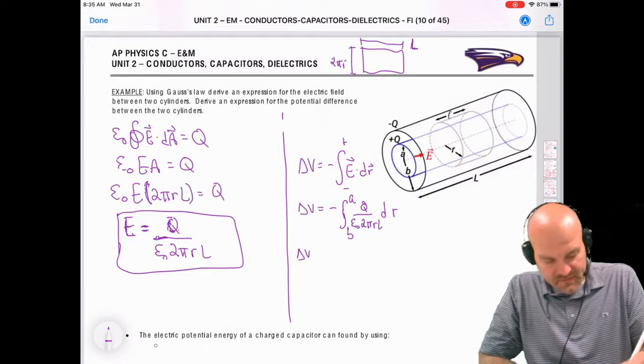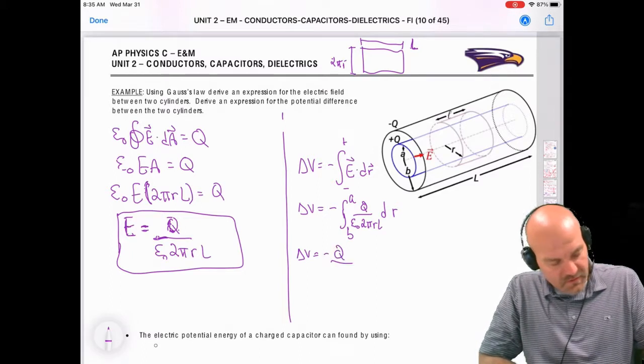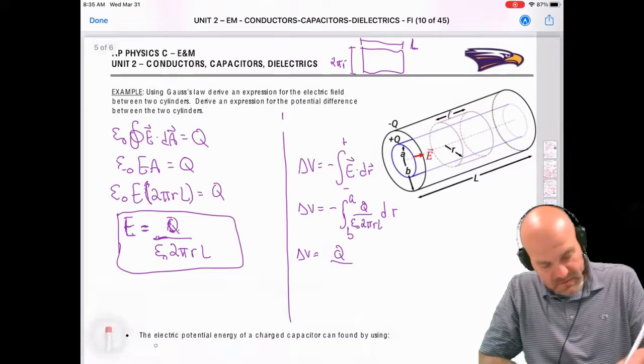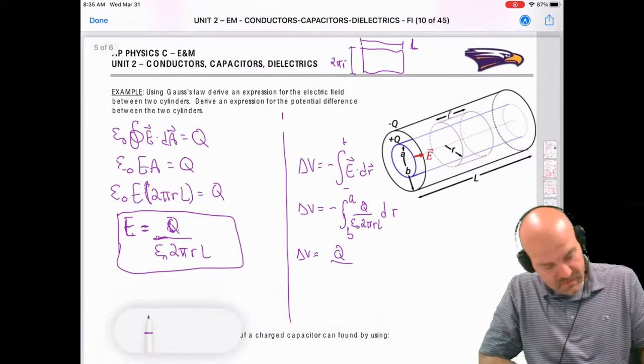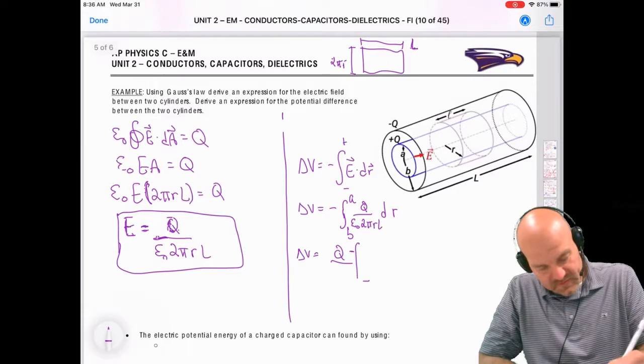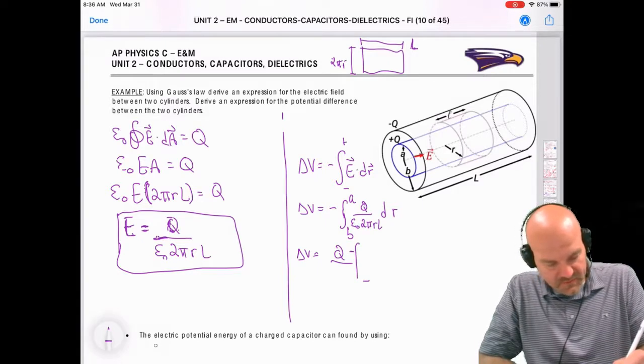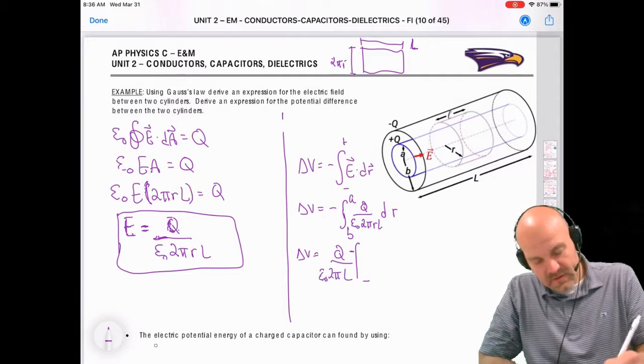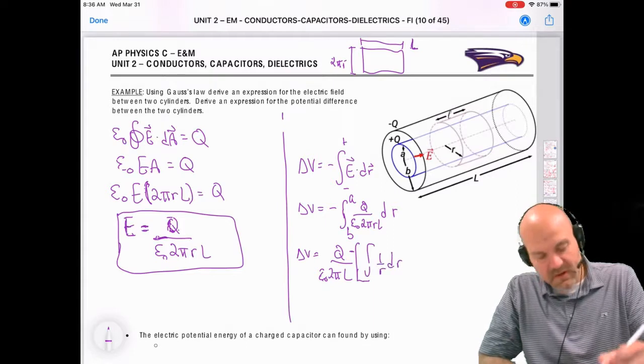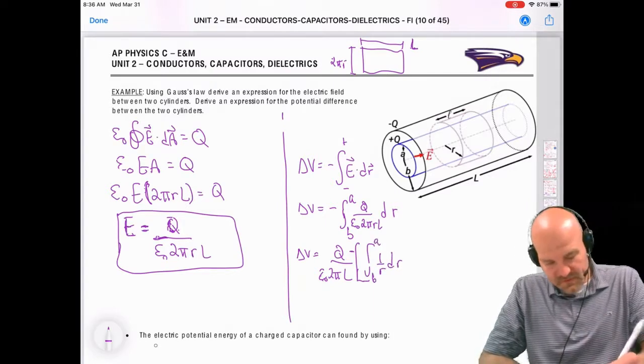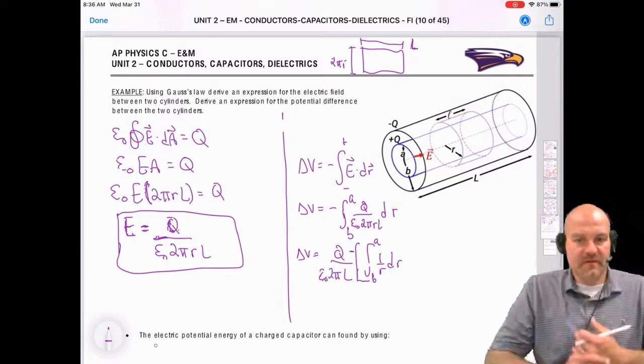Well, the good thing is pretty much all of this except for the r is constant. So it's going to be Q, I'm going to leave the negative sign over there, so it's going to be Q over epsilon naught 2 pi L, times the integral of 1 over r dr. And we're going to go from B to A, our negative plate to our positive plate.